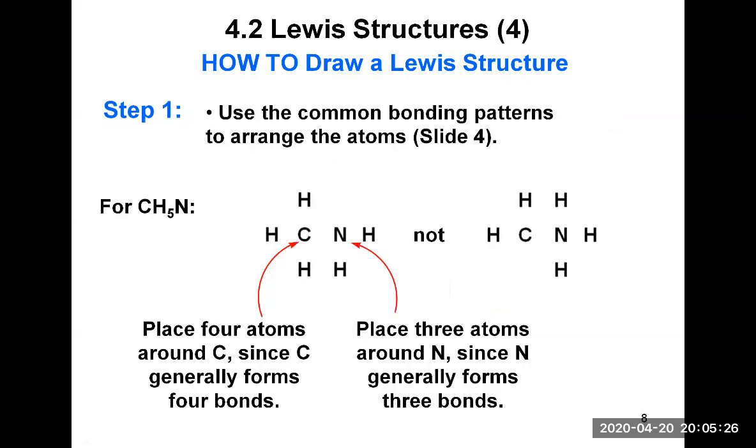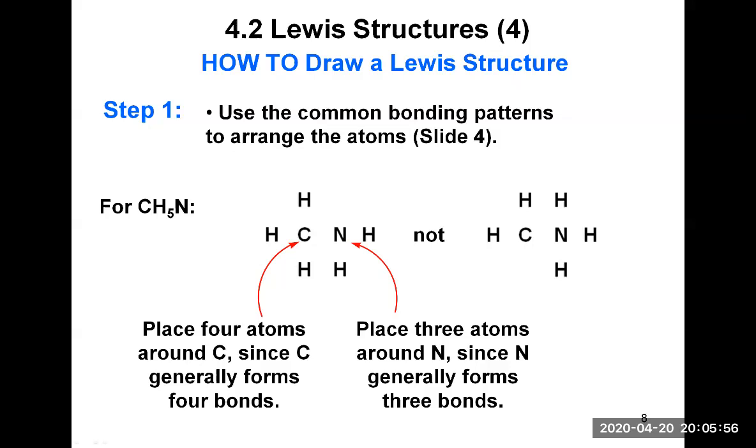So you want to follow the common bonding patterns to arrange the atoms. The common bonding patterns were seen in section 4.1. For example, for CH5N, carbon tends to make 4 bonds, so you want to surround it with 4 atoms. And nitrogen tends to make 3 bonds, so you want to surround it with no more than 3 atoms.